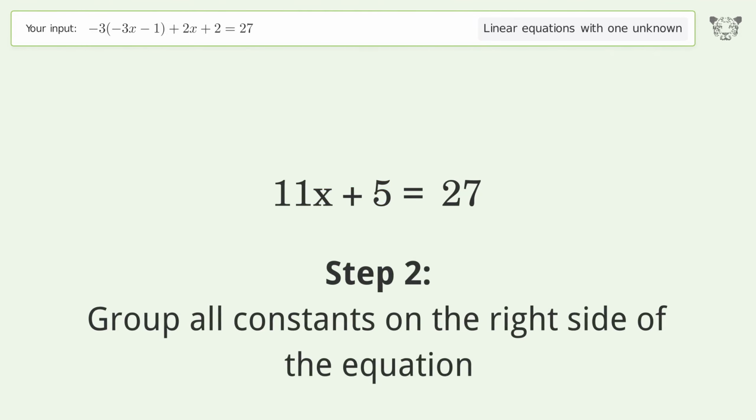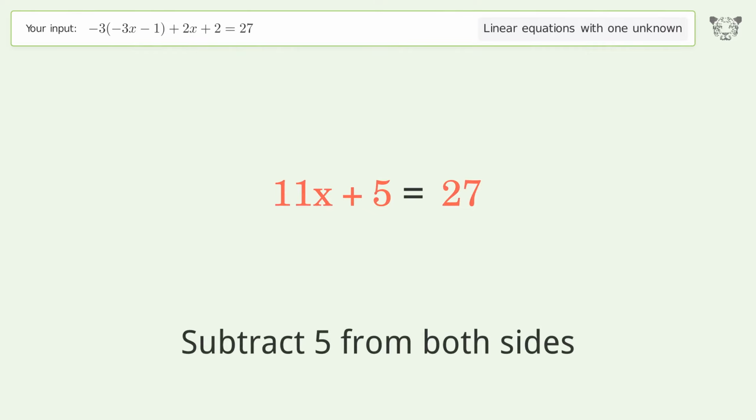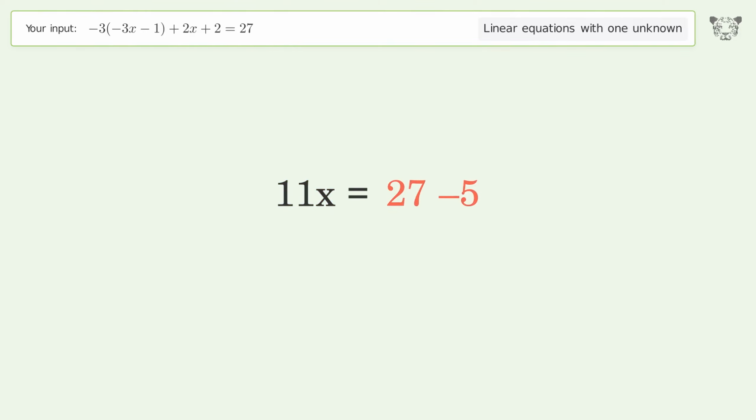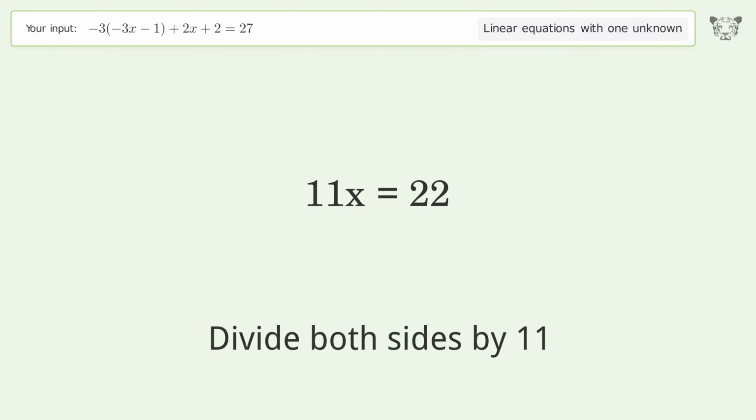Group all constants on the right side of the equation. Subtract 5 from both sides. Simplify the arithmetic. Isolate the x. Divide both sides by 11.